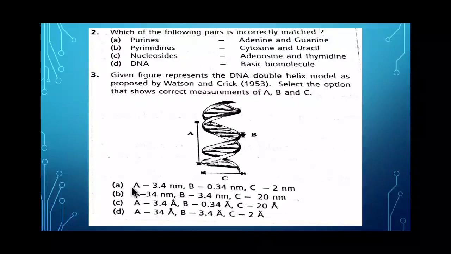So in this way questions can come in your exam. Please write down the answer according to the marks given, and always write your answer in points. So that's all for today.